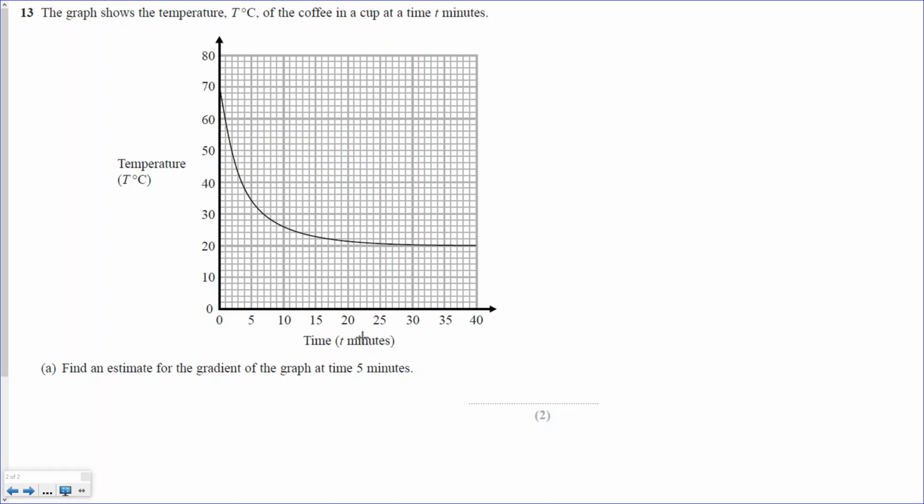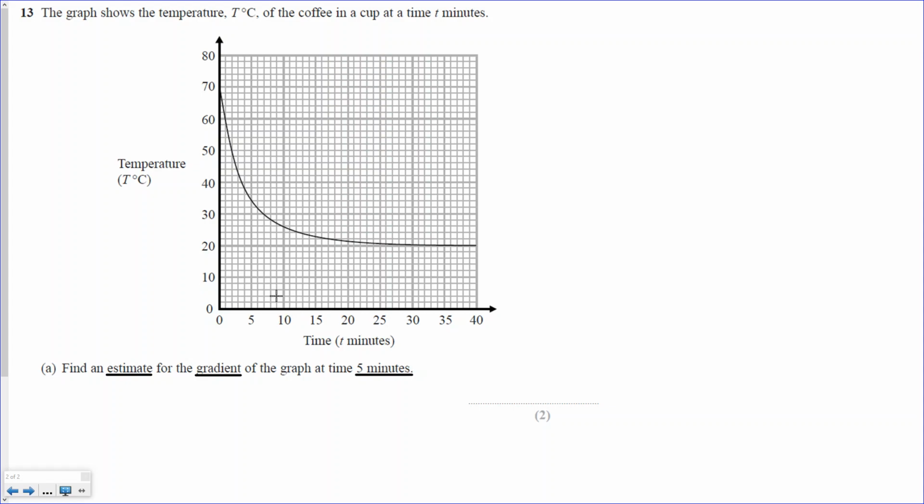Okay, some lovely keywords. Let's think about the context. We have coffee in a cup, and just looking at the graph, initially at 0 the temperature was 70 degrees. As time has gone on, the temperature has dropped significantly, so that's the context. Find an estimate. I've got to underline definitely estimate, and then the gradient. This question is all about the gradient. So we've got to find an estimate for the gradient, which means there's going to be a range of answers at 5 minutes. So I should underline that as well.